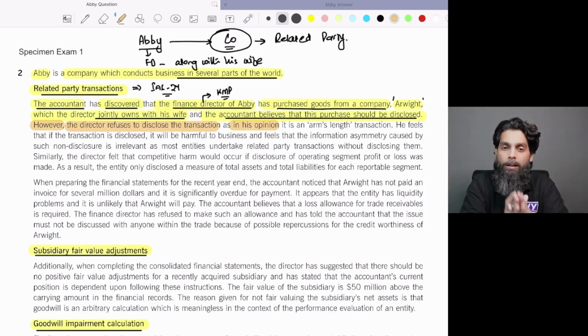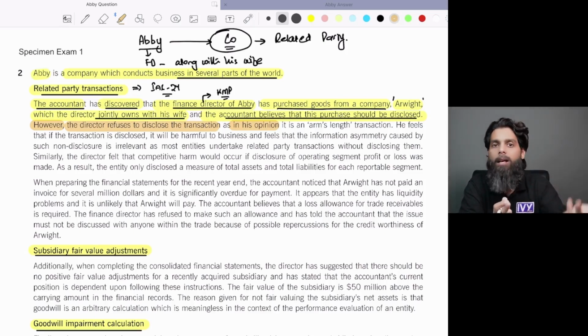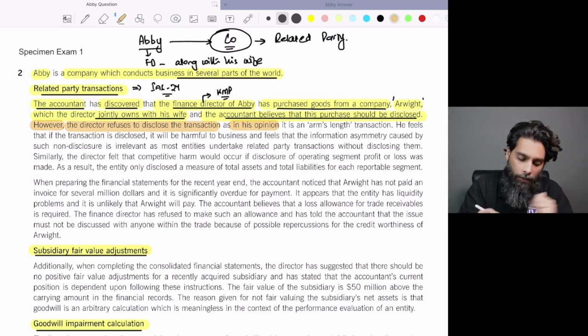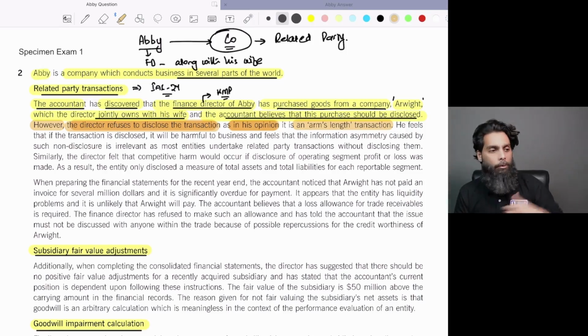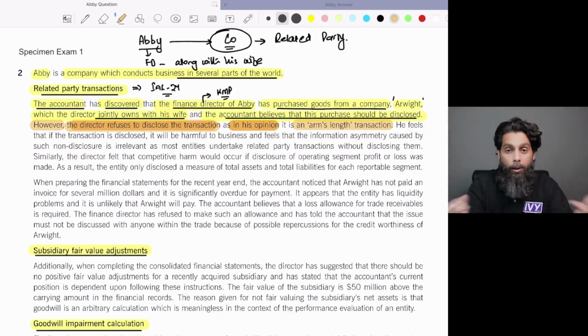So all accountants have to make sure that they maintain integrity and objectivity, and they should not allow any of their personal interest to override their professional judgments. But what your finance director is saying, the director refuses to disclose the transaction as in his opinion it is an arm's length transaction. So your director is basically saying we should not be disclosing this transaction because it is already on arm's length. So since it is already on arm's length, why are we disclosing it?